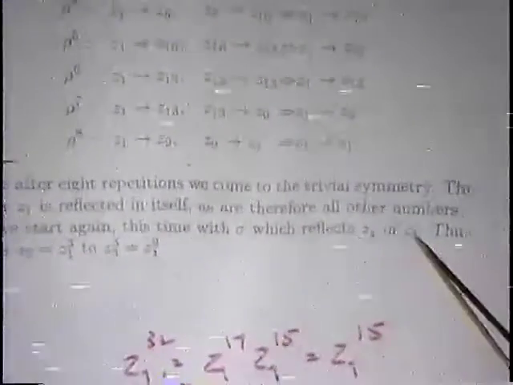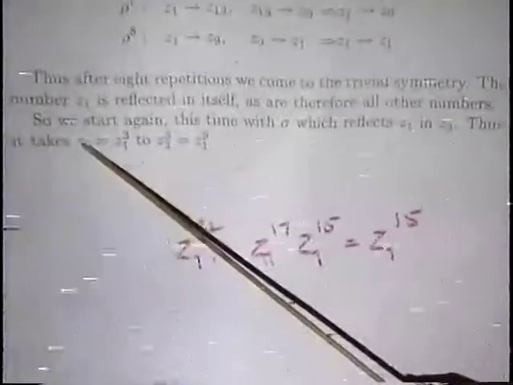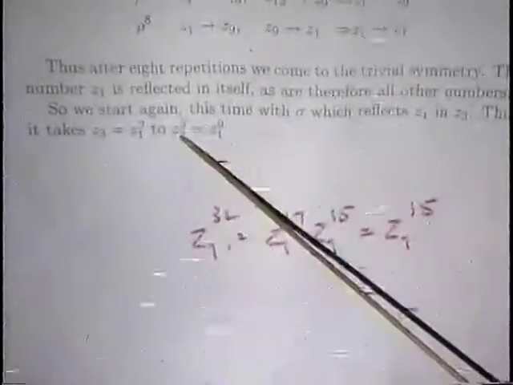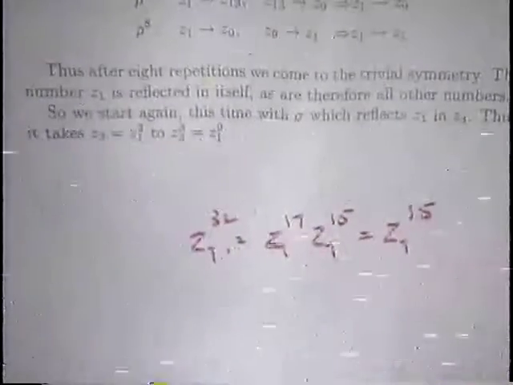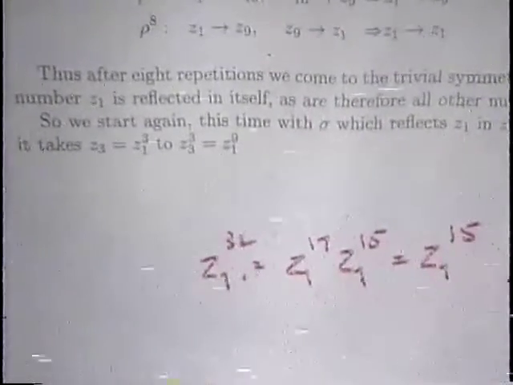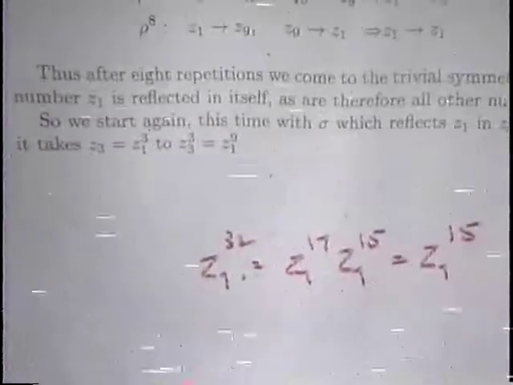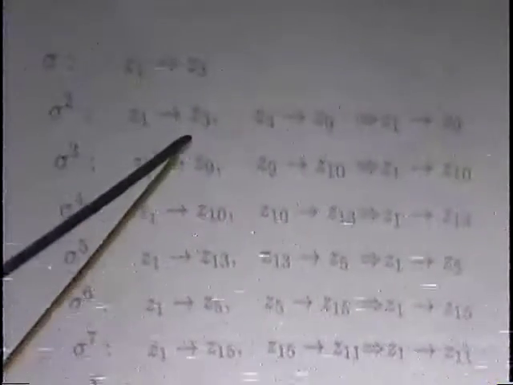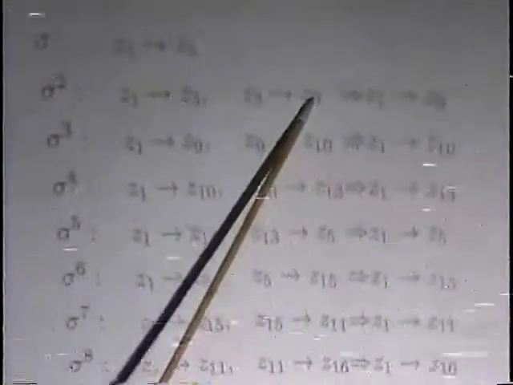So let's start with sigma, which is more complicated, to reflect z1 to z3. So z3, which is z1 cubed, goes to z3 cubed, which is z1 to the 9th, and so on. And let's see what happens there. Well, it's more complicated, but this time we get them all. So it just turns out, you just have to check it. So z1 goes into z3, and then z3 is z1 cubed, it goes into z3 cubed, which is z9. So doing it twice, z1 goes into z9.